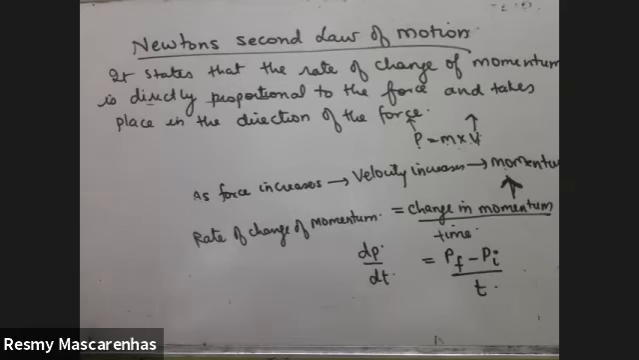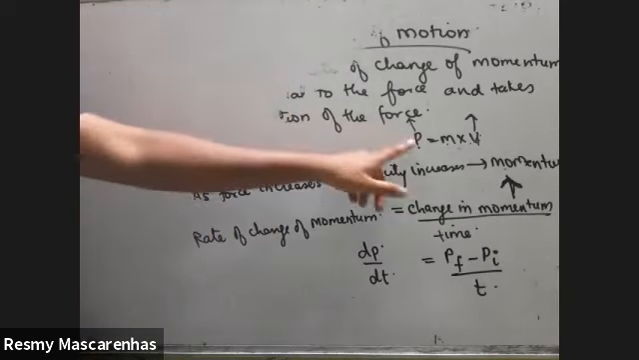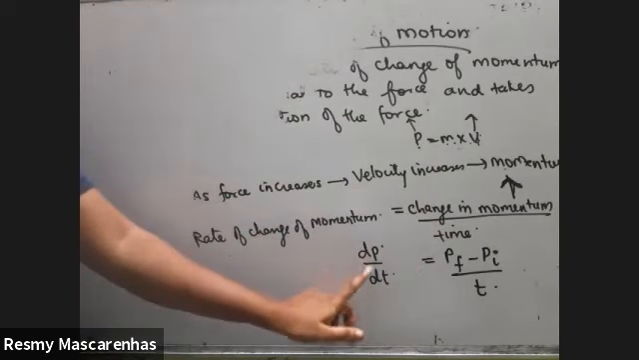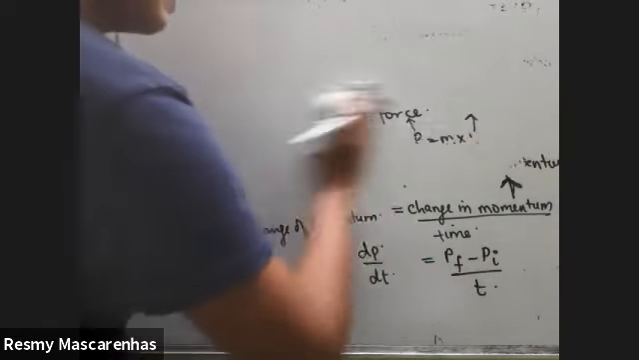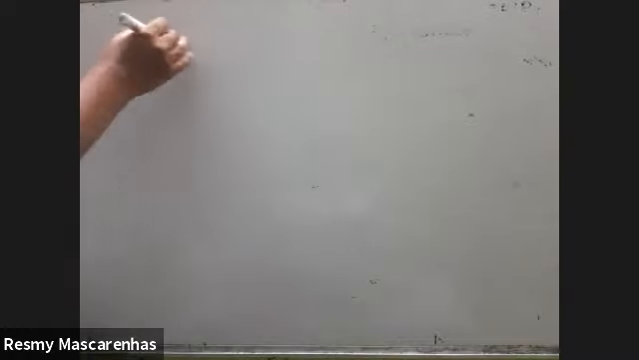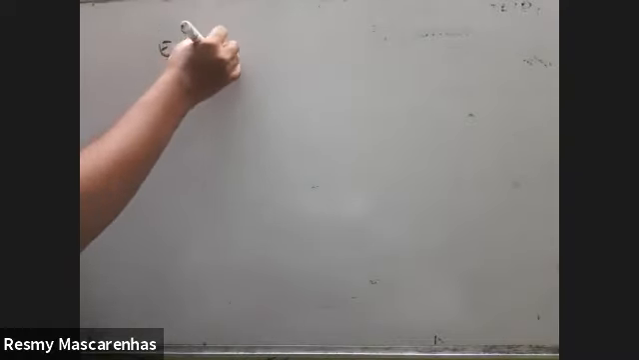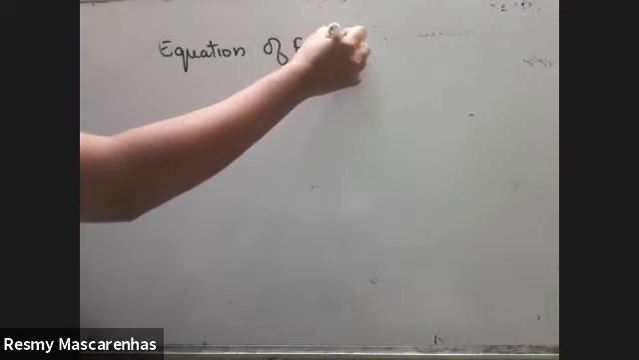So based on this, we'll derive an equation for force. So what all do we know? P is mv. We know that rate of change in momentum is final minus initial. So this is a derivation to find the equation of force, the formula for force.